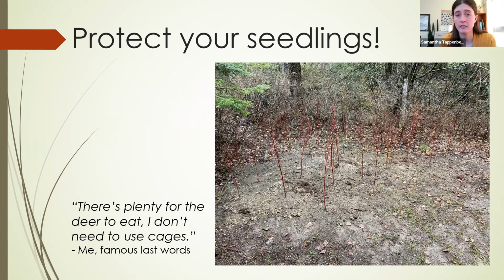And take this from me firsthand. This is a picture of a planting that I optimistically did on my property. I live right by a stream and I planted 50 red osier dogwood. This was one of the sites where I did a planting, and I thought, oh no, there's plenty to eat on my property. There's tons of forest. There's snowberry everywhere you look. Why would they bother my seedlings?